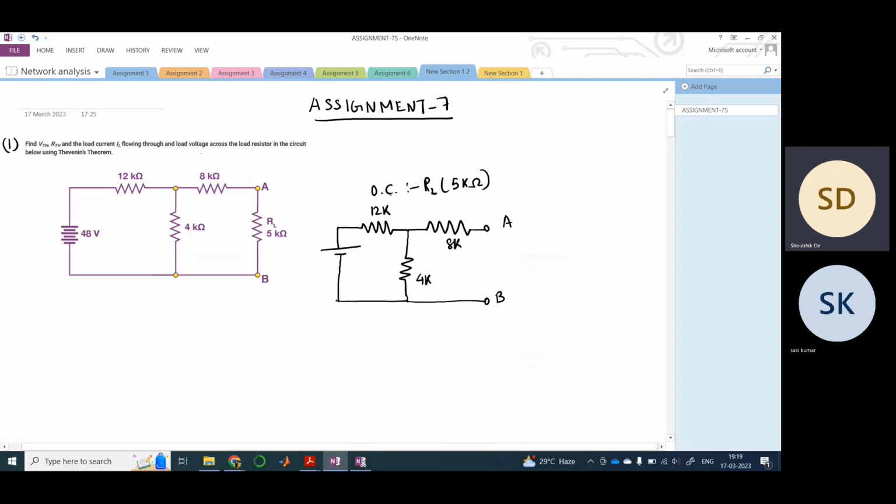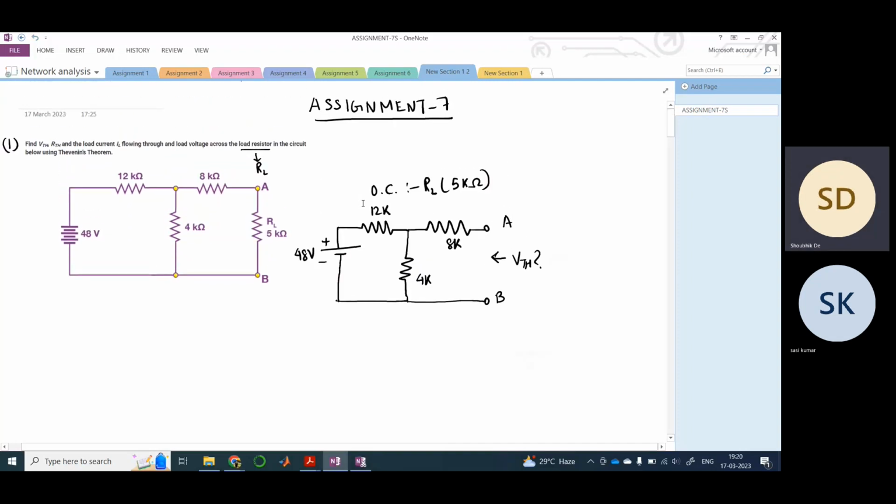We need to open RL because we need to find out the Thevenin voltage across it. It is clearly written: flowing through the load resistor. So the load resistor is nothing but RL. We need to calculate the Thevenin voltage across this terminal. It is pretty simple. For calculating VTH, you need to apply simple circuit analysis.